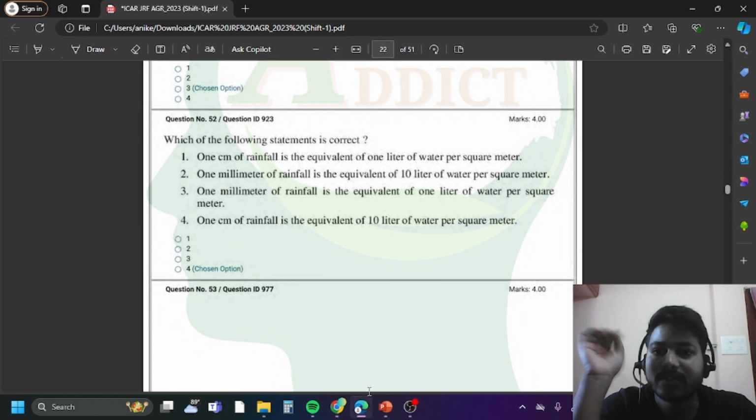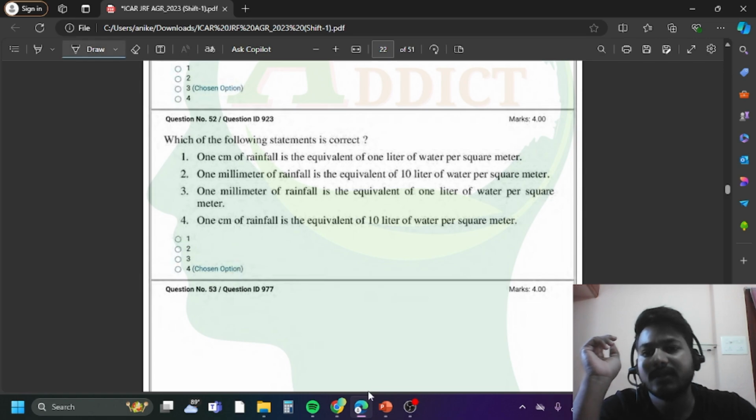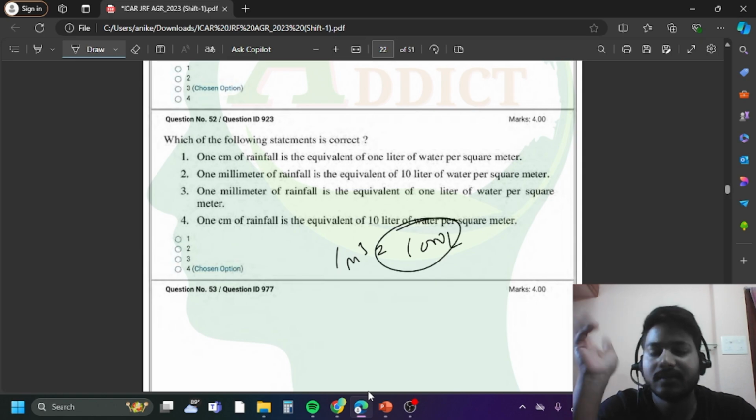Okay. Which of the following statements is correct? 1 cm of rainfall is the equivalent of 1 liter. So this is a very easy question. You should know only thing is 1 meter cube is equal to 1000 liter. Okay. Based on that you just calculate. Okay. So here two options are correct based on the answer 3 and 4.